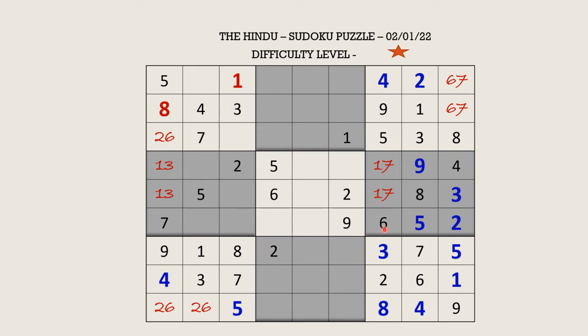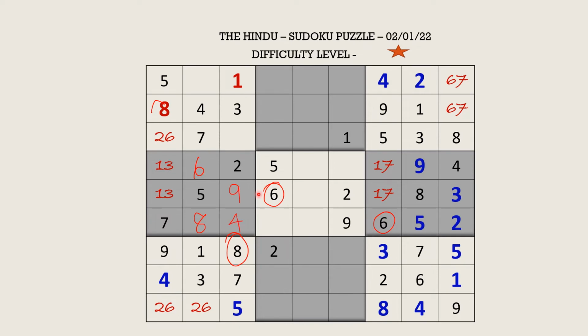There is a 6 here and here. These two 6s block these two rows. So this cell takes 6. There's 8 here and here. So these two 8, sorry, not this 8. This 8 is enough to block here. So this cell takes 8. The missing numbers are 4 and 9. You have 9 blocking here. So this cell takes 4 and this cell takes 9.